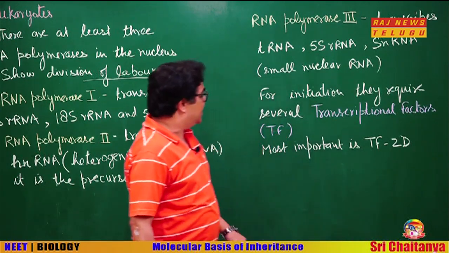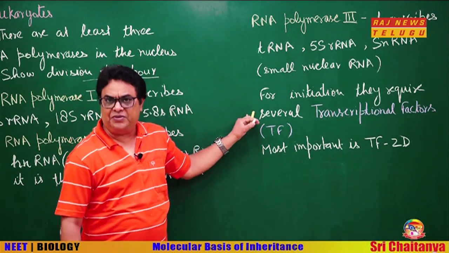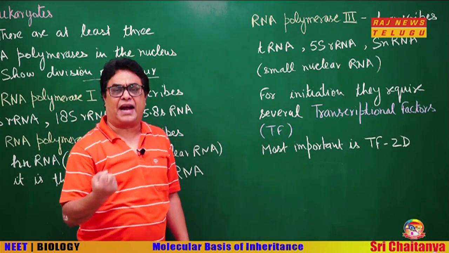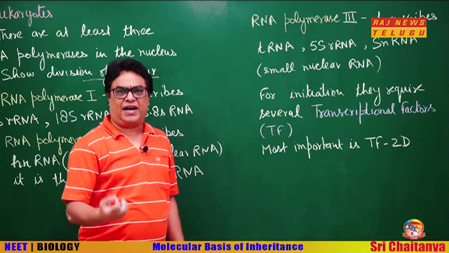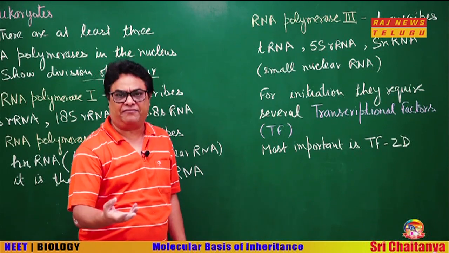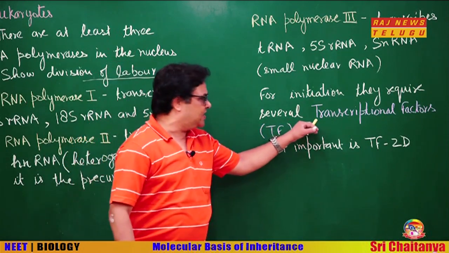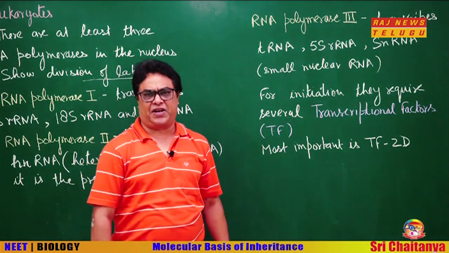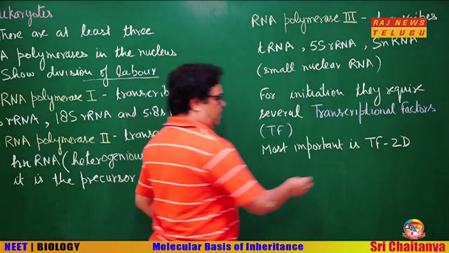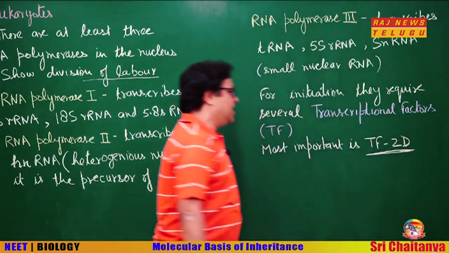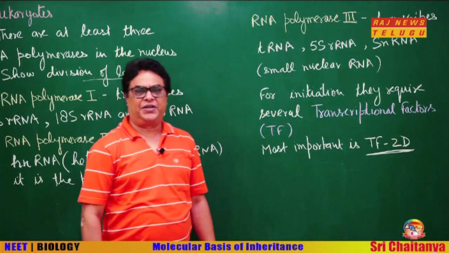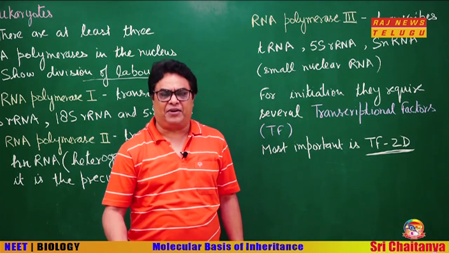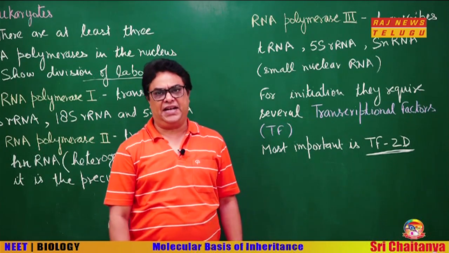types of RNA. Now, one more thing I want to tell you, that during initiation, the prokaryotic or bacterial RNA polymerase requires a single thing, that is the sigma factor. But in eukaryotes, many transcriptional factors are required to initiate the process of transcription, and the most important among them is the TF2D, transcriptional factor 2D. So, with this we have finished the RNA polymerase enzyme of prokaryotes and eukaryotes.